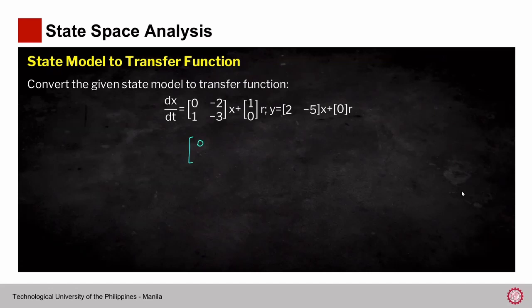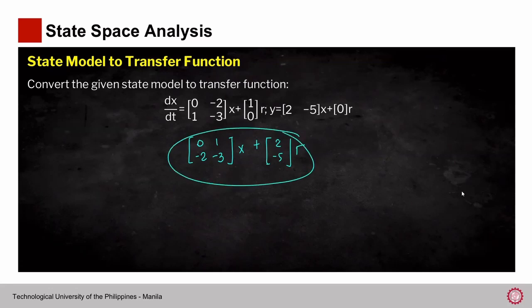You will write it as 0, 1. Okay, that's good. And this is -2, -3. That's also good. So parang ito yung state matrix ng controllable canonical form, right? Plus, ang mangyayari dito guys, ang kukunin mo rito is yung 2, -5. So this would become 2, -5. And then this is the R. So definitely this one, this is not CCF.